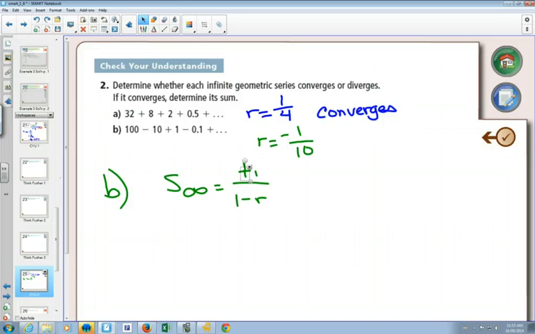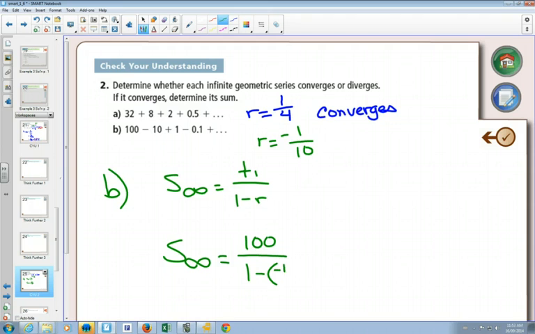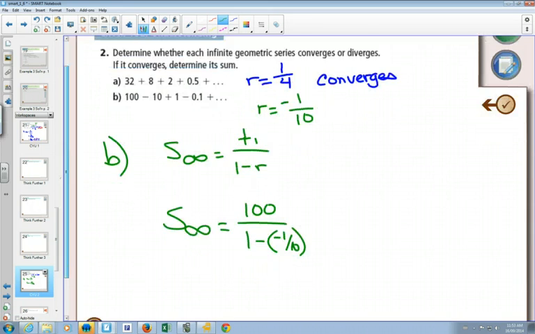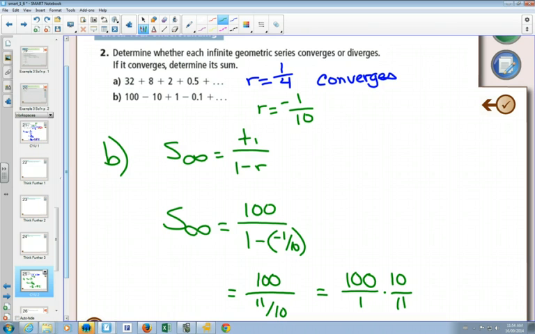Now term 1 for part B is 100. 1 minus a negative 1/10, which is the same as 1 plus 1/10. We'd have 10 over 10 plus 1/10 gives me 11 over 10. Again, it's a fraction divided by a fraction. On the top, I have a fraction 100 over 1. Multiply by the reciprocal, which is 10 over 11.